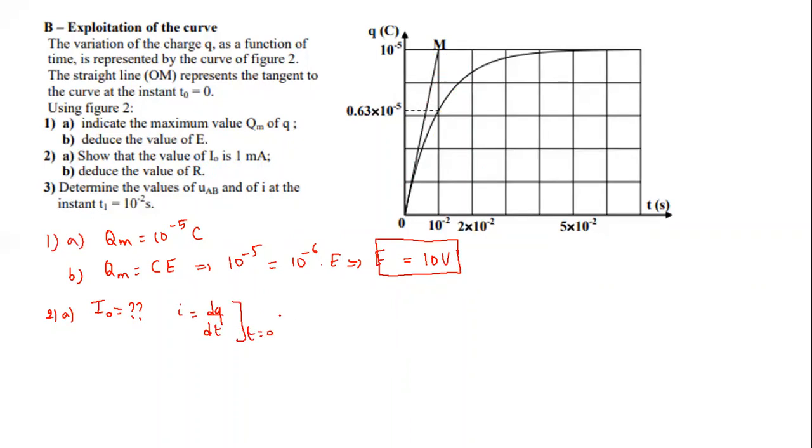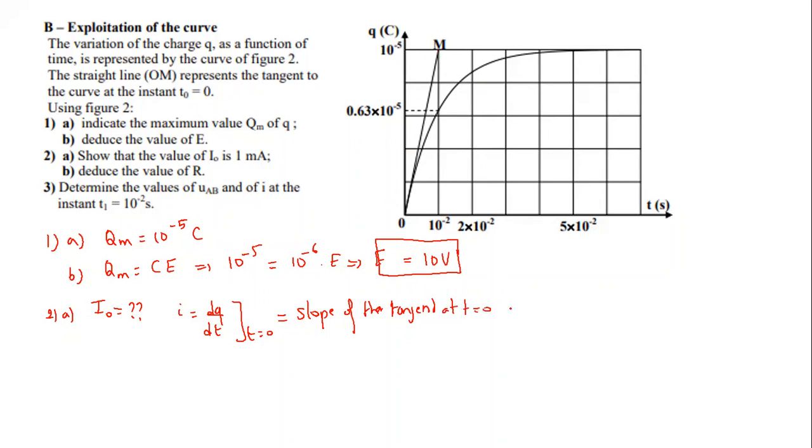So which means it's equal to what? It's equal to the slope. So this is what you call dQ over dt. This means it's equal to the slope of the tangent at t equals 0. And this is the tangent here.